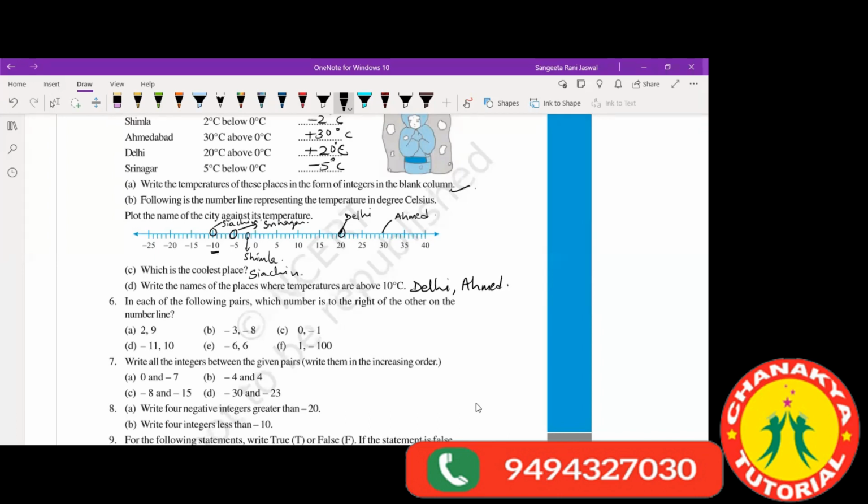In each of the following pairs, which number is to the right of the other on the number line? Now, which number is towards the right side? That you have to say. Between 2 and 9, which number is towards the right side? The right side number is the greater number, no? This you know. So which is the greater number, which is on the right side? Between 2 and 9.